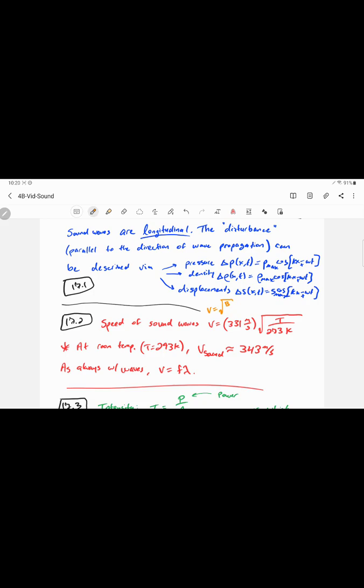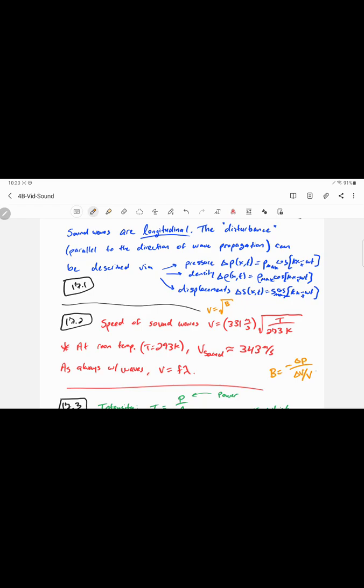Tension in a string is how tight it is. The bulk modulus is related to, so there's a definition for it that looks like this: minus the change in pressure over the fractional change in volume.